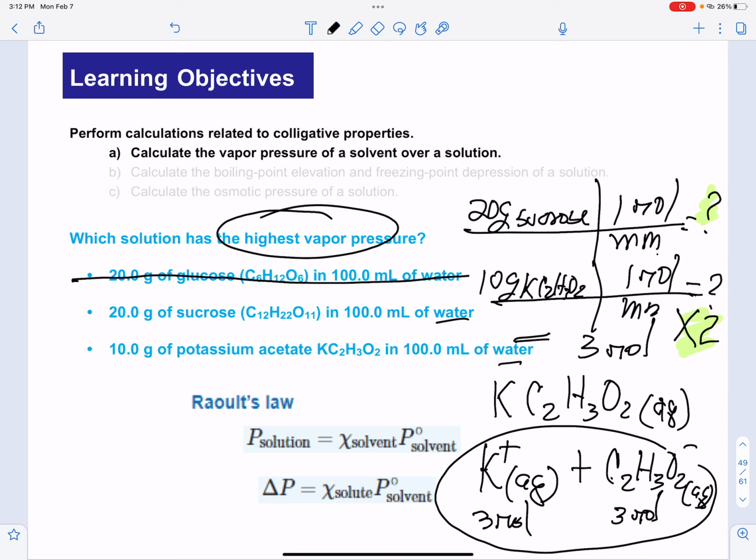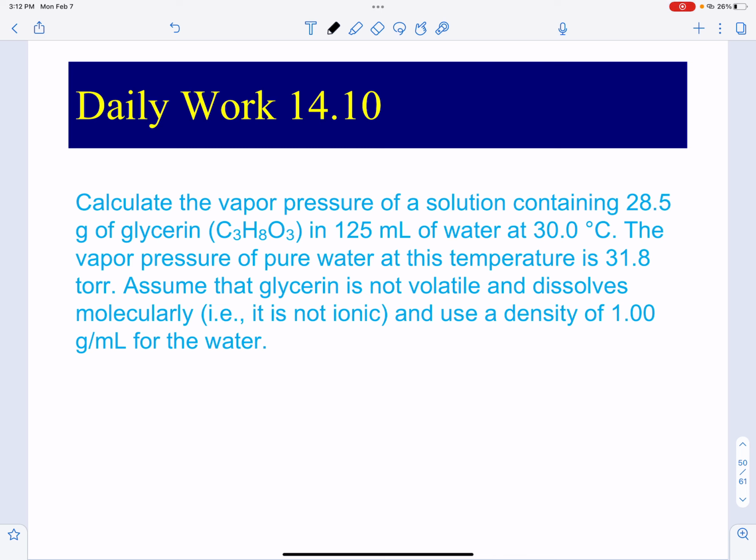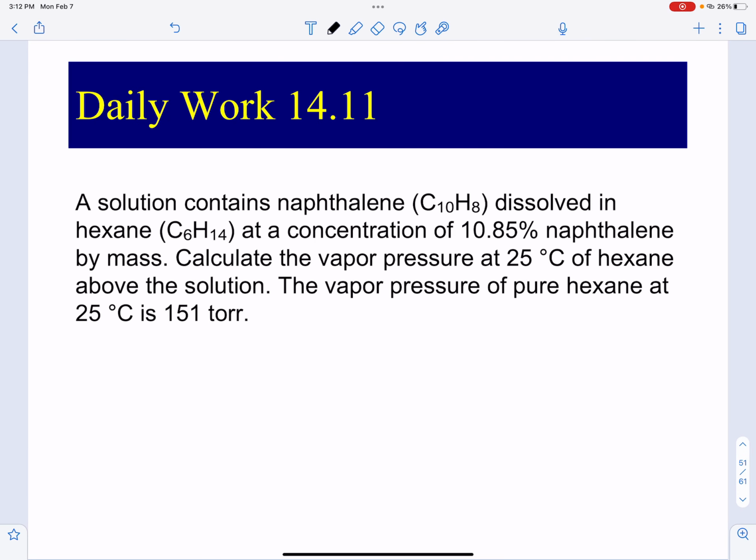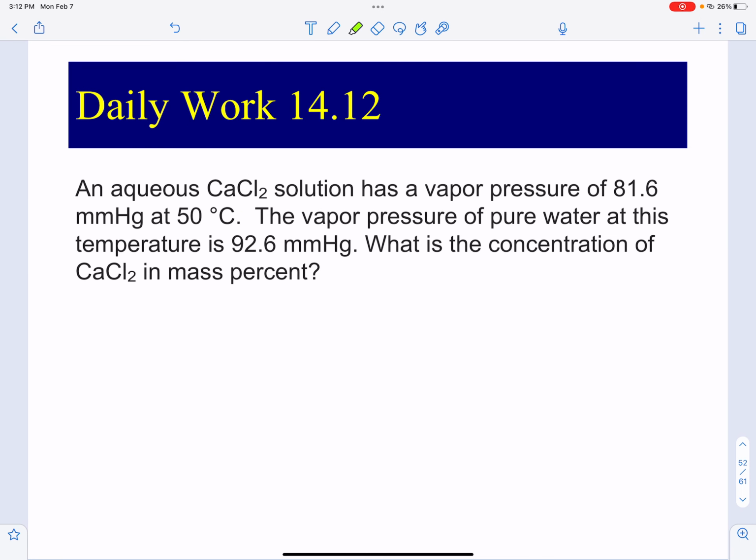So you can do all those calculations on your own. I just want you to make sure that you understand the logic behind it. And then you get to do the daily work 14.10, 14.11, and notice on this one, you're given a percent concentration. So remember how we learned earlier how to go from one type of concentration to another one. So you're going to need to go from concentration in percentage to mole fraction. And then you get to do another one using Raoult's Law.